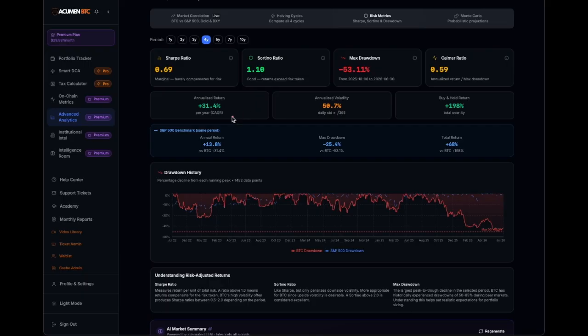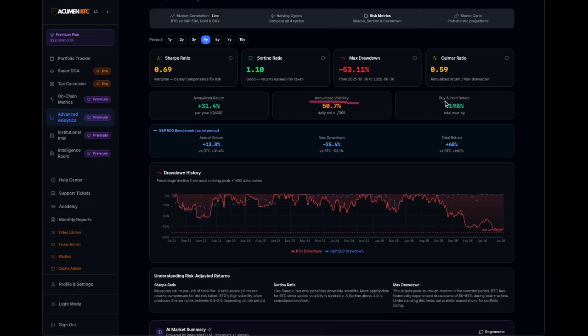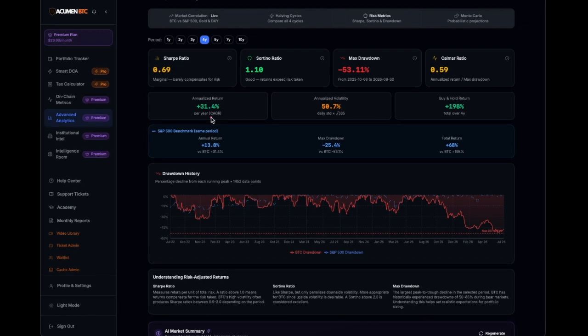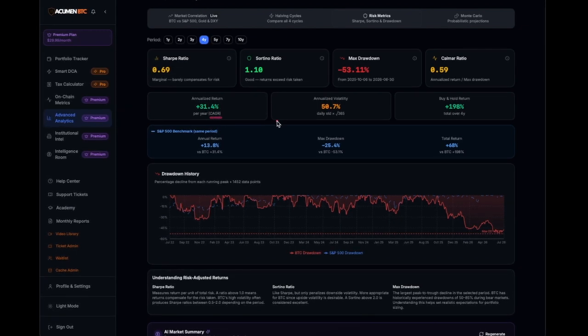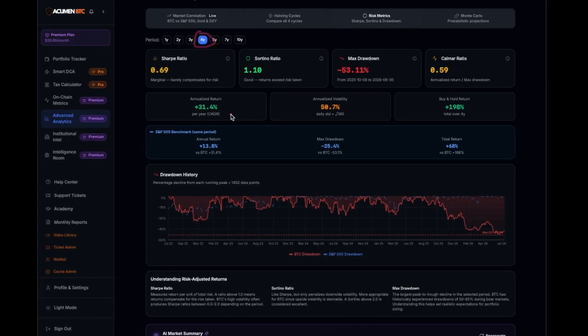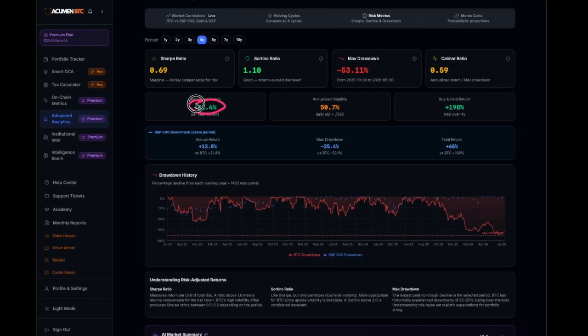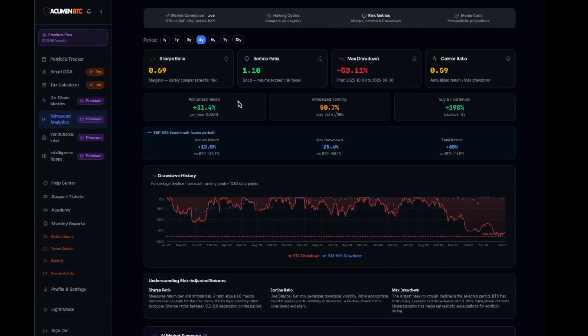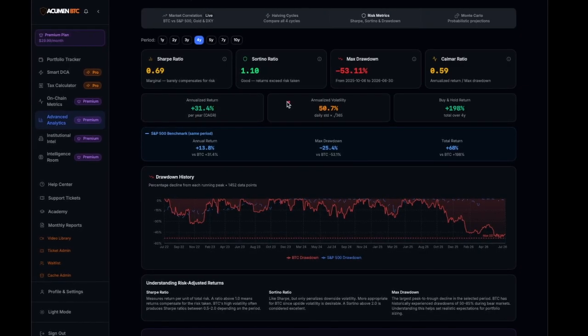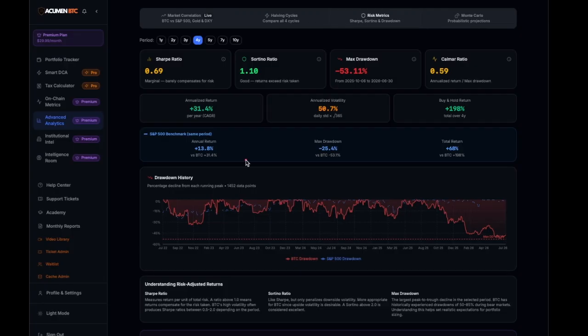And 3 more cards to complete the full picture: annualized return, annualized volatility, and buy and hold return. The annualized return shows the compound annual growth rate, or CAGR, over the selected time period. In this example, Bitcoin generated an average annual return of 31.4%. Think of this as our starting point. The next question is, how much risk did we have to accept to earn that return?